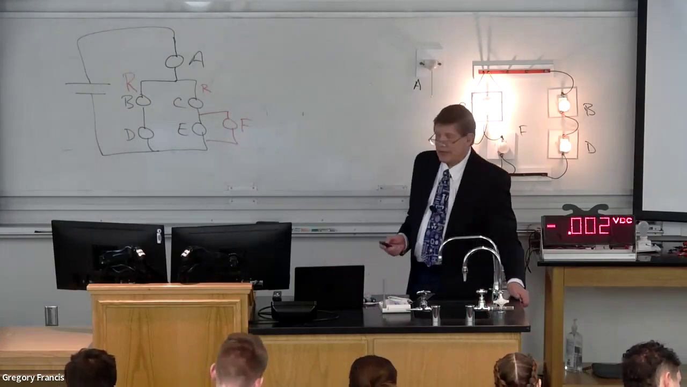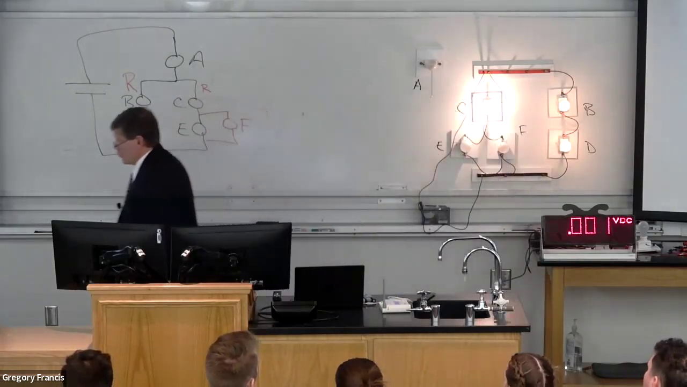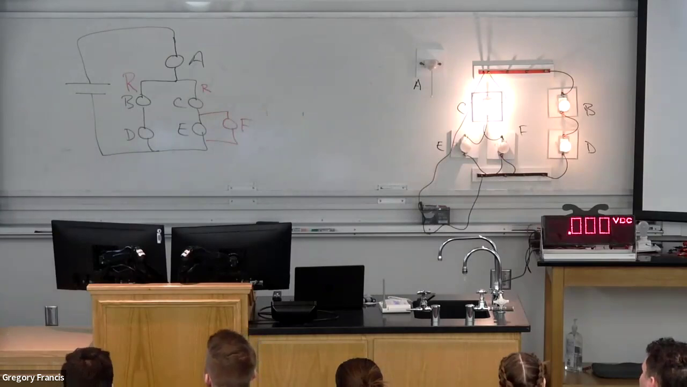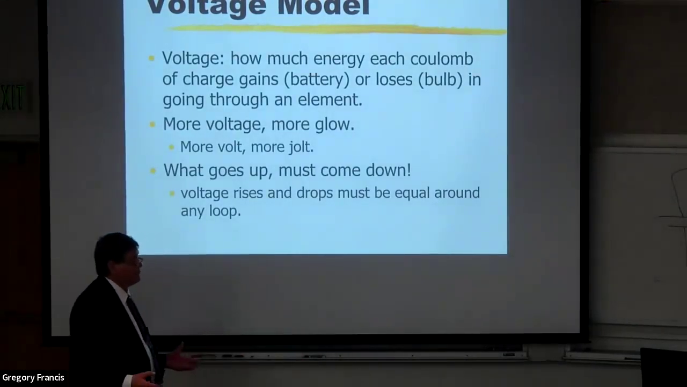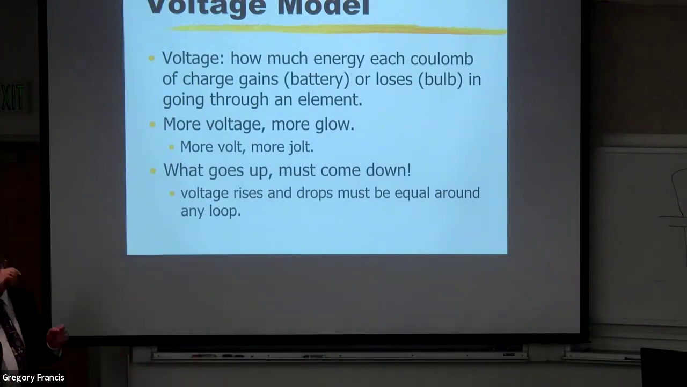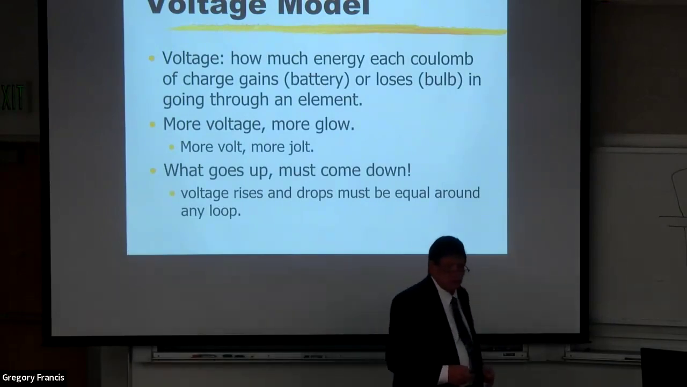Okay, let's go on with our voltage model. We say more volt, more jolt, because I don't have any better way of saying it. We also find that what goes up must come down, that any voltage rise across the battery has to be equaled by the drops around any loop. Any loop from one side of the battery to the other has to have the same drop as the battery has a rise. If it's a 12-volt battery, I've got a 12-volt drop around any loop.